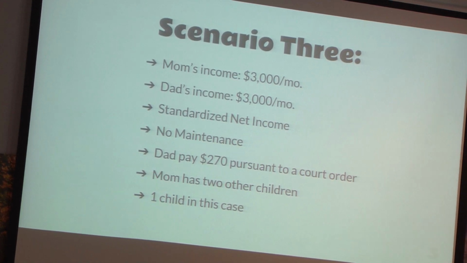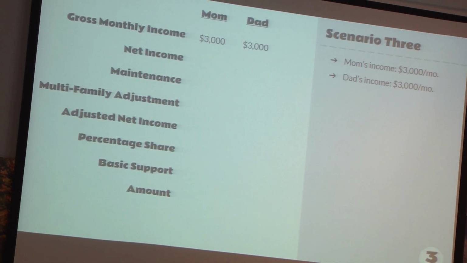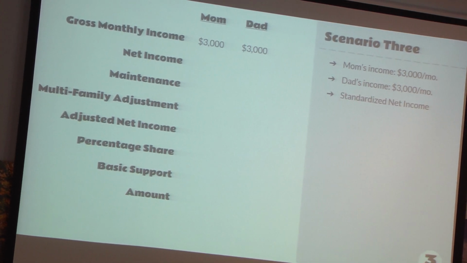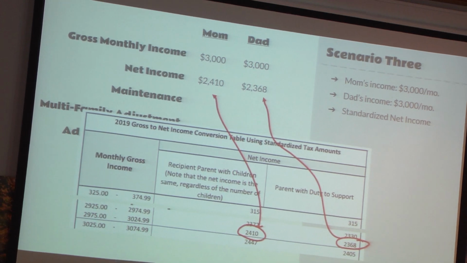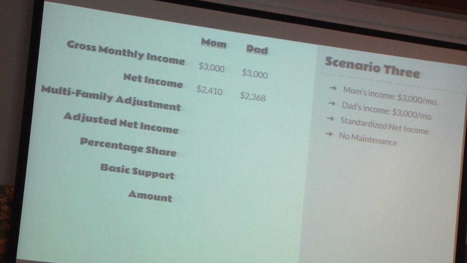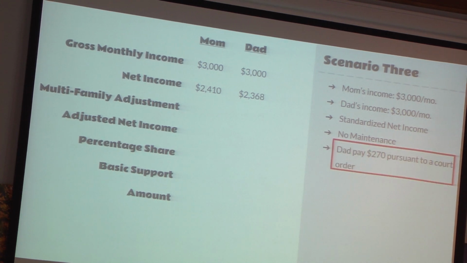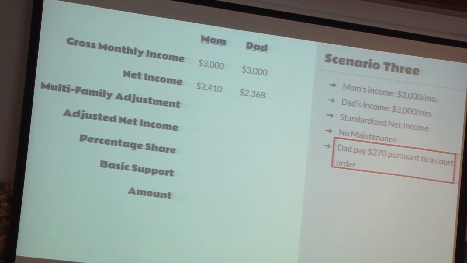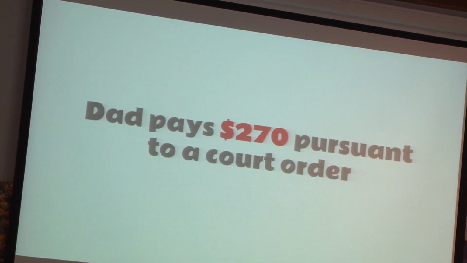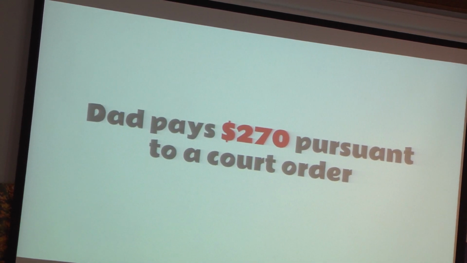So now we're going to adjust the math a little bit. So $3,000 gross per month for both parties. We've already done the standardized net a couple of times, so I'm not going to bore you with that. We get it directly from the chart. We're not going to deal with maintenance. And now we're going to just talk about the multifamily adjustment, right? First part, dad pays $270 pursuant to a court order. Mom has 2 other children. So let's talk about dad first.